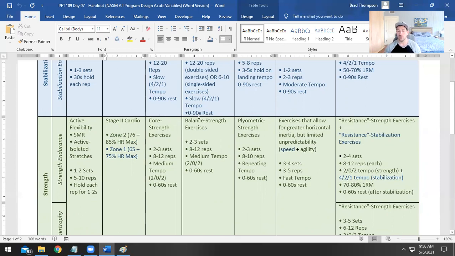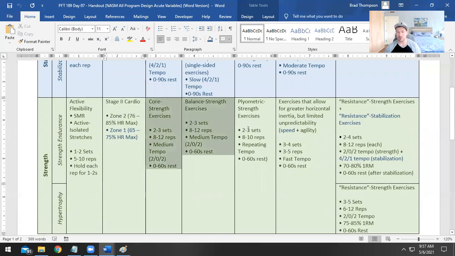Then they're getting core strength, balance strength, reactive strength. Depending on what phase they're in, they're getting all, doesn't matter. They're all getting strength movements. And it's all going to be 2 to 3 sets, 8 to 12 reps. You'll notice that we don't do core or balance for maximum strength reps or anything like that. We're just going to keep that the same.